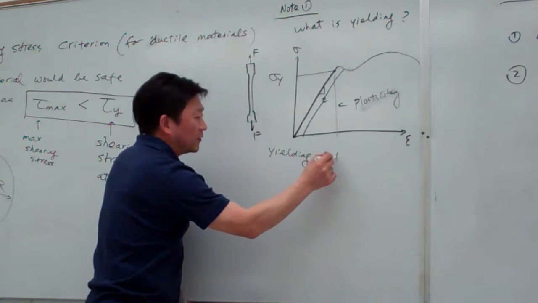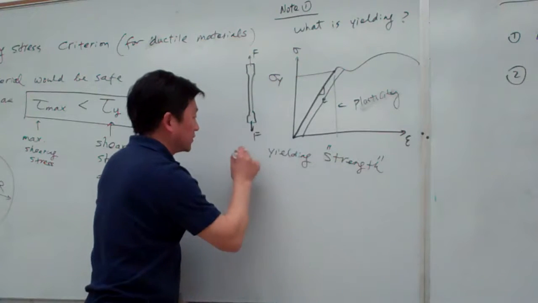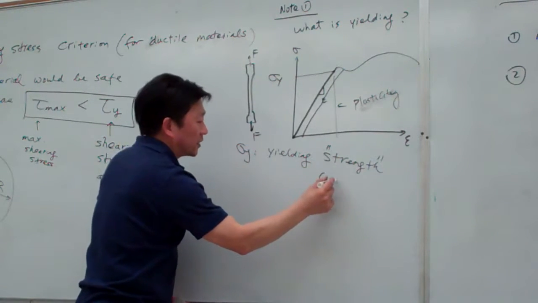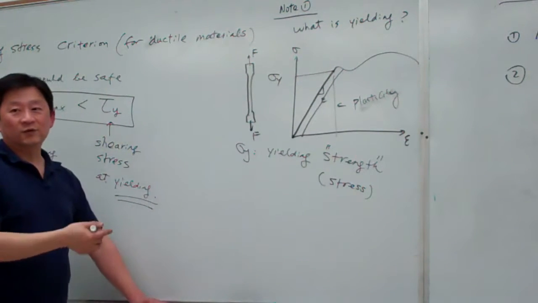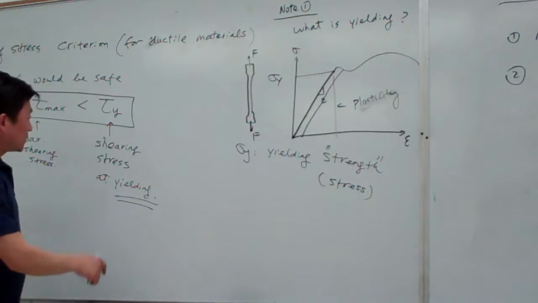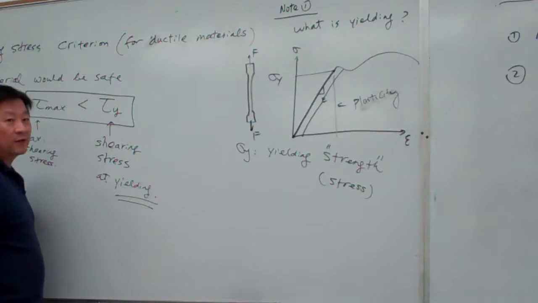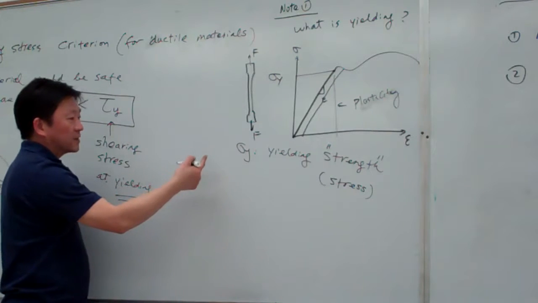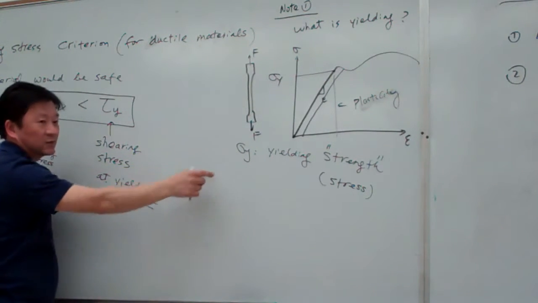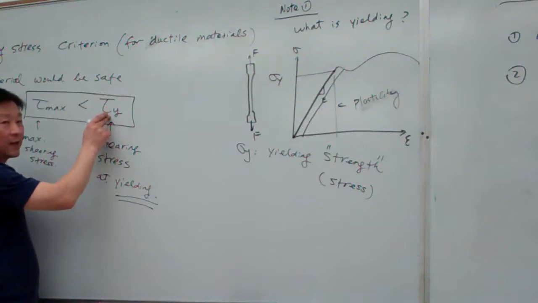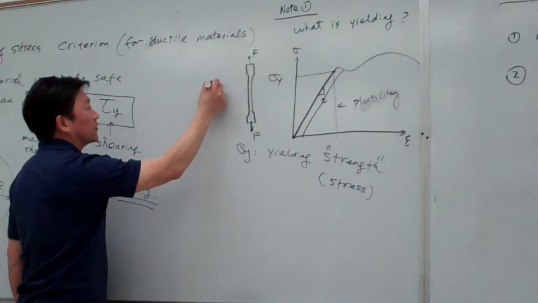Some people use strain for yielding, but basically the yielding strength is sigma y. It should have the meaning of stress. And for tau y, that is the shear stress corresponding to this case. So how do we build up this number? That is the way here. This is the uniaxial loading.